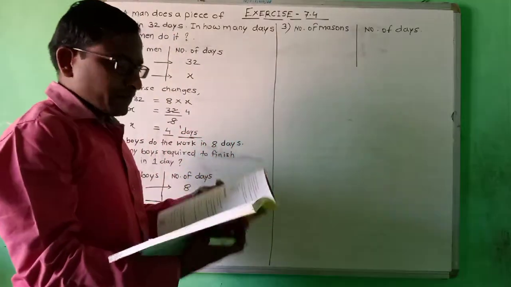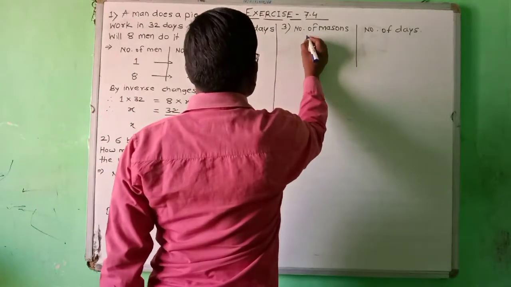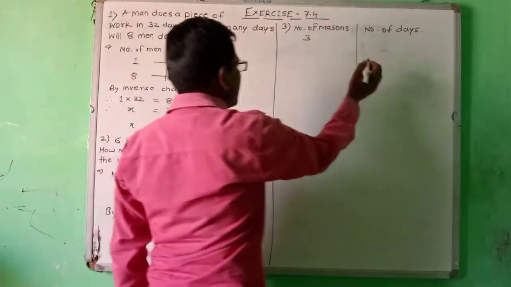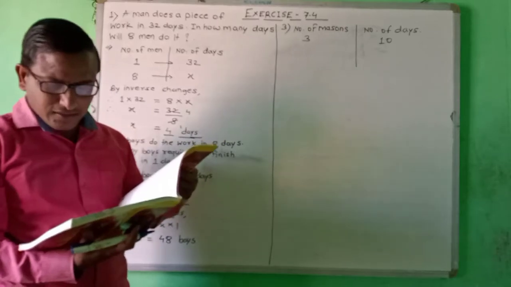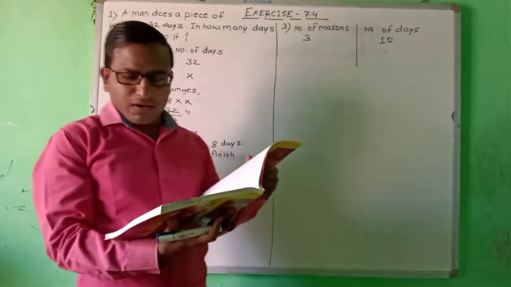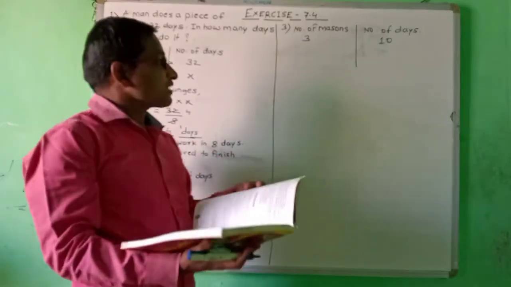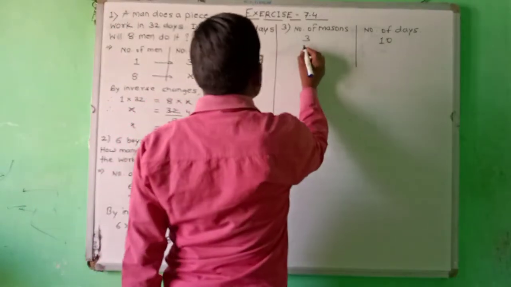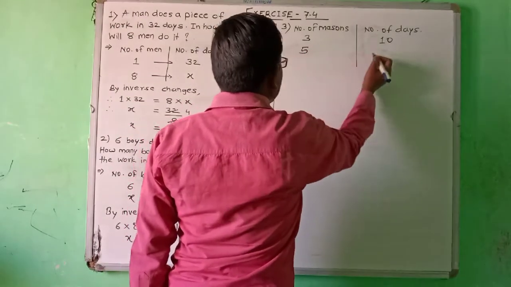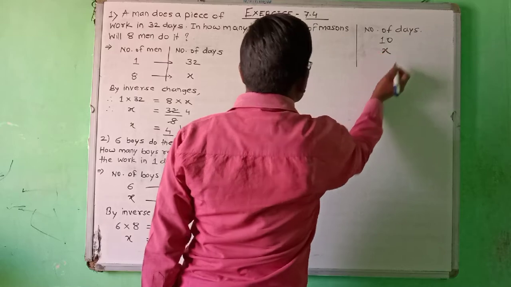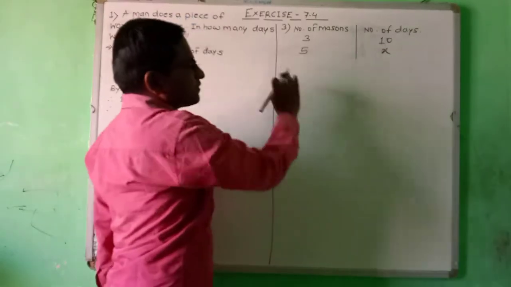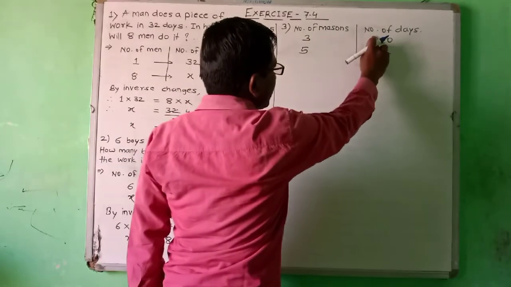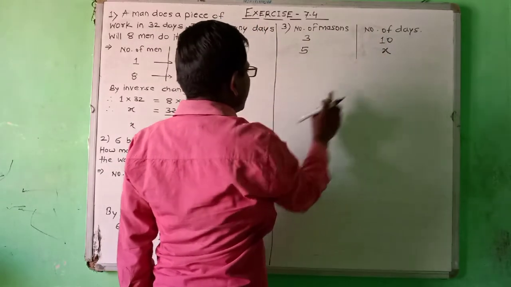So if 3 masons, in the first column we write 3 masons, number of days 10. And then in the second condition, in how many days will 5 masons construct that wall? So number of masons is given, 5, but number of days is not given to find. So consider here x, and then do the multiplication. 3 multiplied by 10 is equal to 5 multiplied by 8.